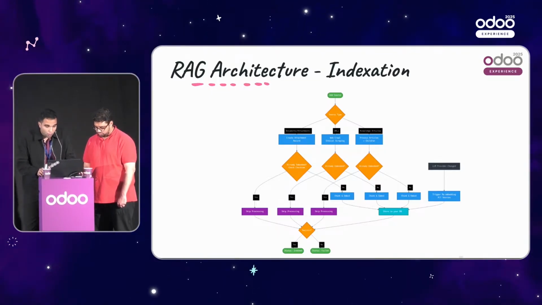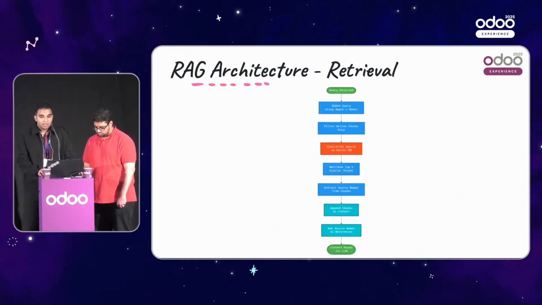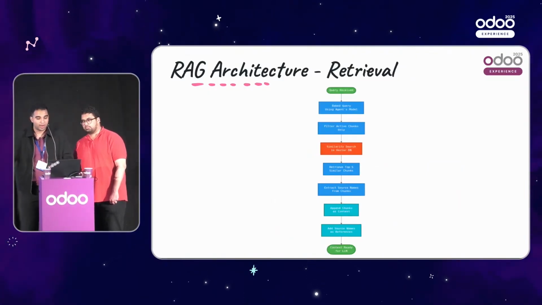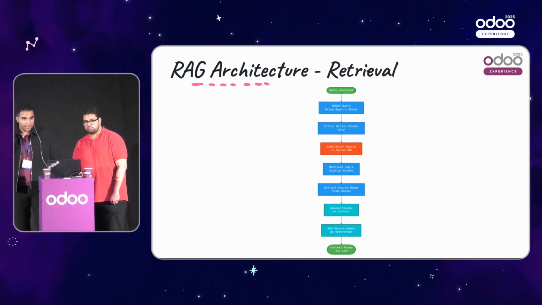So that's for the indexation part. That's when you build the index. Every time you add a source, this process happens in the background.